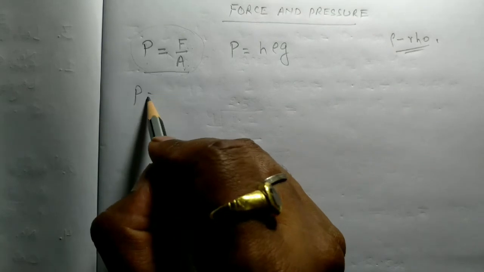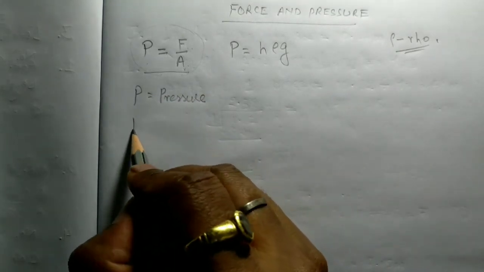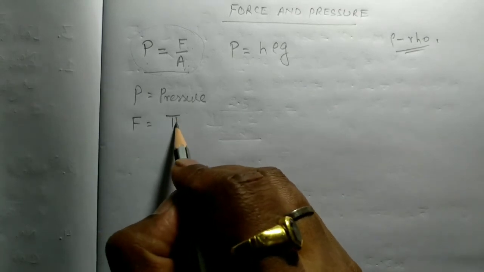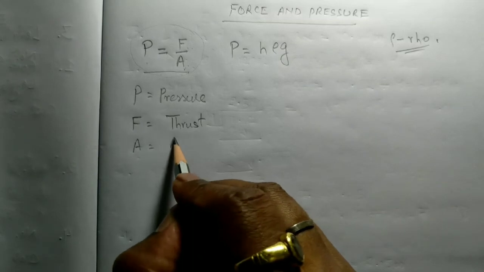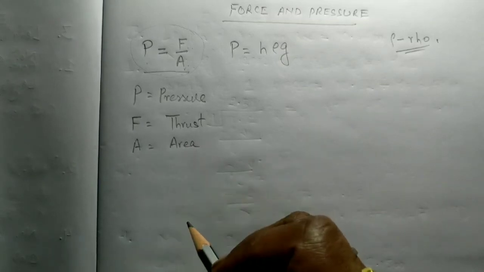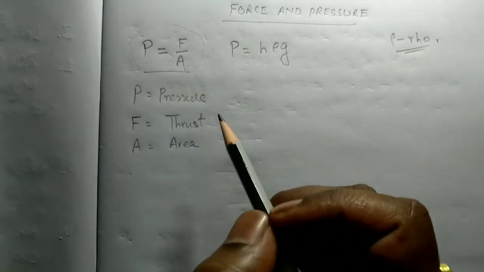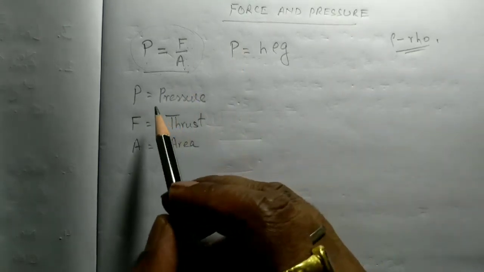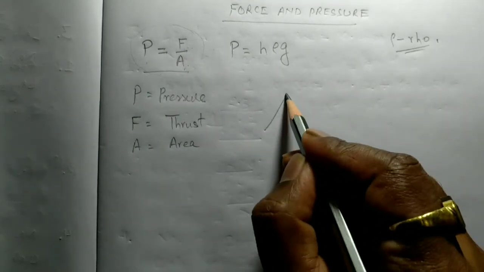Here P stands for pressure, right? F stands for thrust, whereas A stands for area. Okay, and we can memorize this. Either you memorize this formula, or we can use a simple method to find the formula of area and force, which we have discussed in the classroom also.